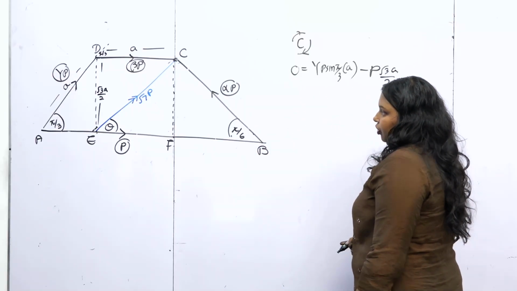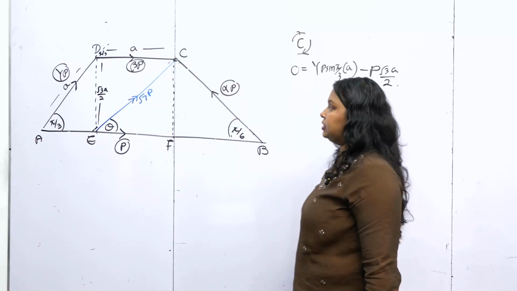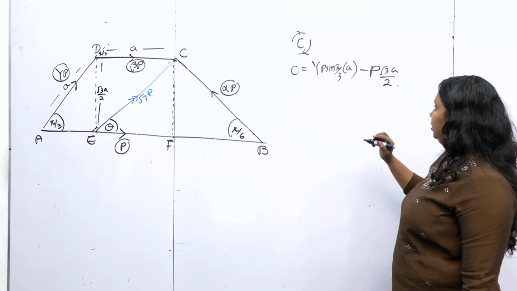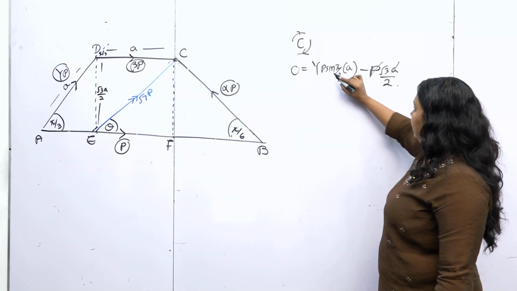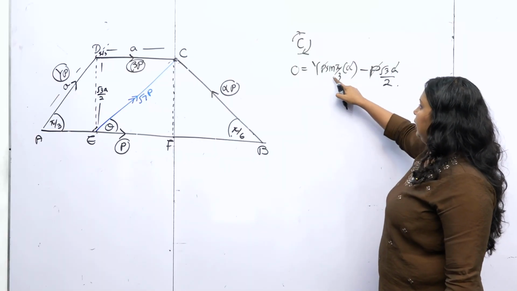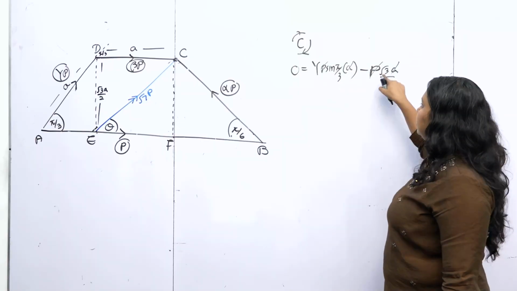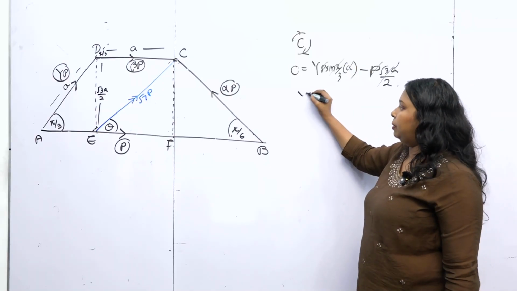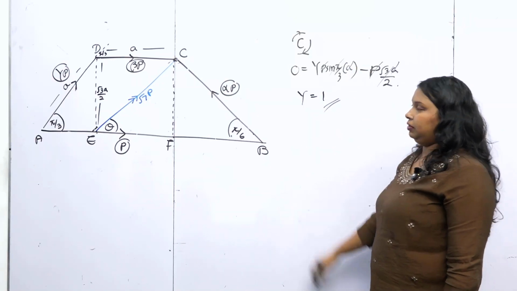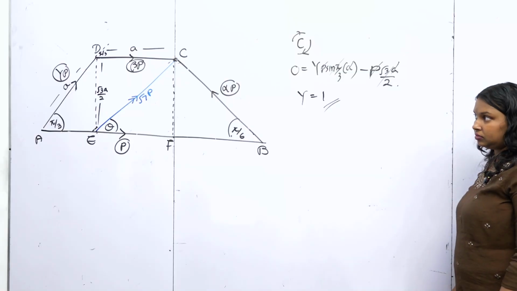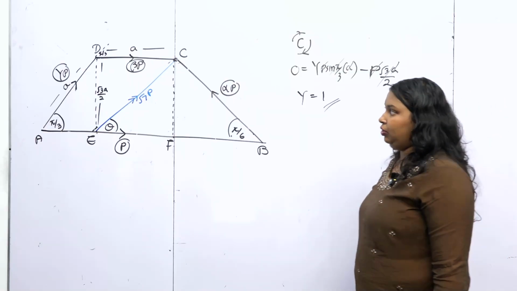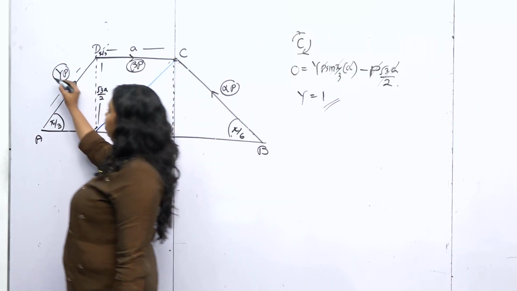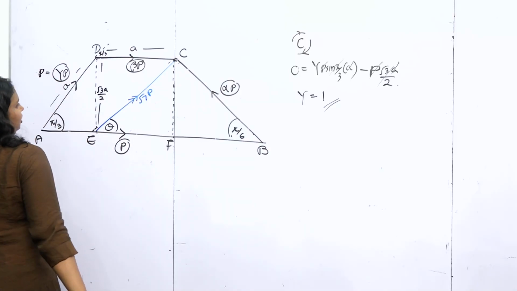Is it clear? So, we have to take moments from only those two forces. Now, we can easily find gamma P. So, P and A get cancelled. Sin 60 is also root 3 by 2, so this gets cancelled. So, gamma is equal to 1. Clear? Then now we know gamma P.